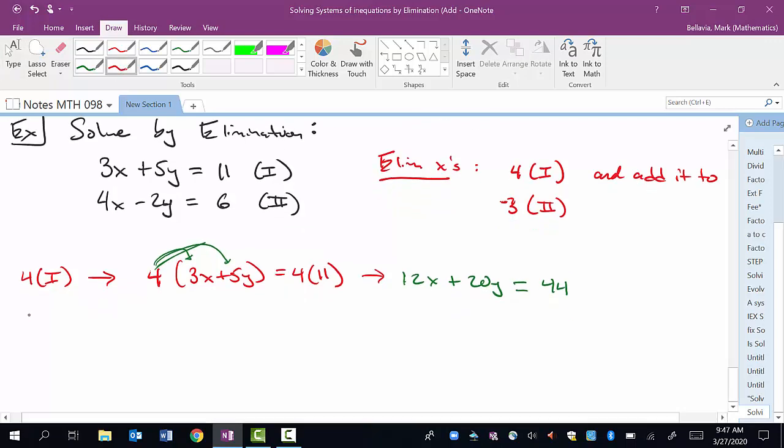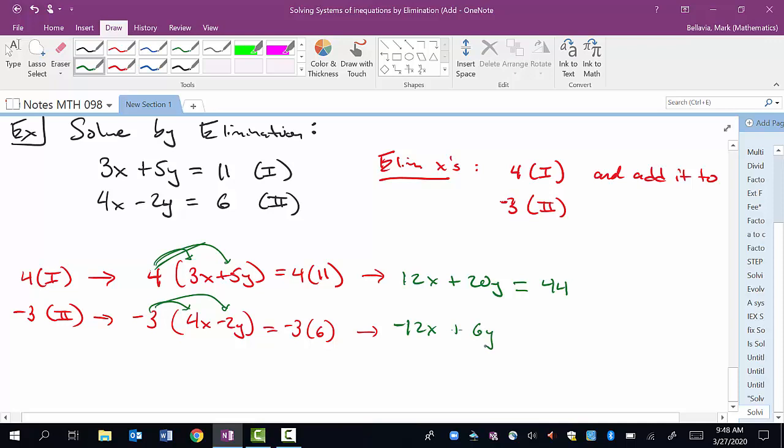And then we'll do -3 times equation 2. Now remember, I'm doing -3 here because I need these signs to be opposite, and right now they're the same. If the signs were already opposite, then you wouldn't have to worry about multiplying by a negative. But here we do because we need to make the signs opposite. So we're going to take -3 times 4x minus 2y equals -3 times 6. Just multiplying both sides of this by -3. And then what do we get? Well, distributing -3 through, we get -12x. -3 times -2y is a positive 6y. And that's equal to -3 times 6, which is -18.